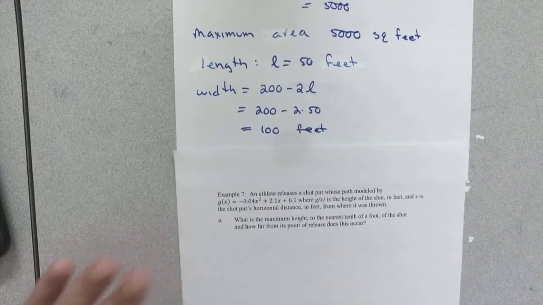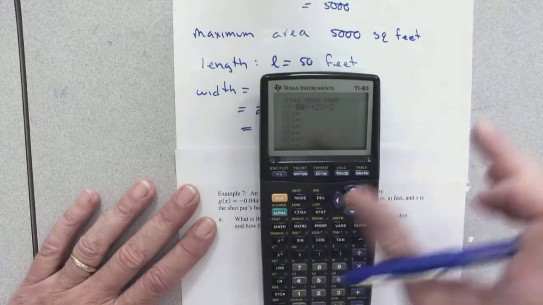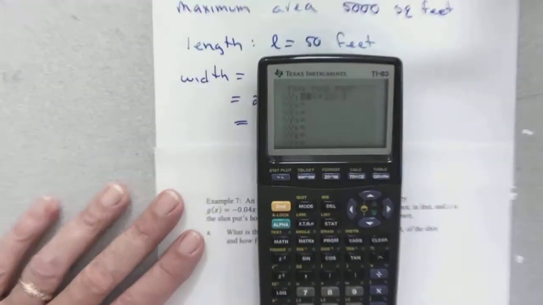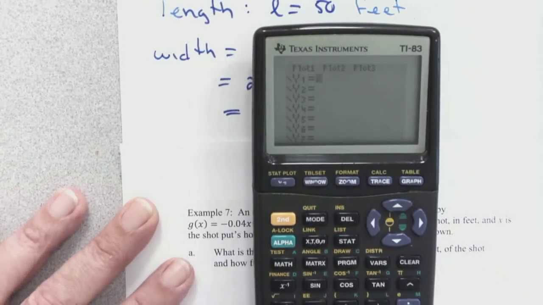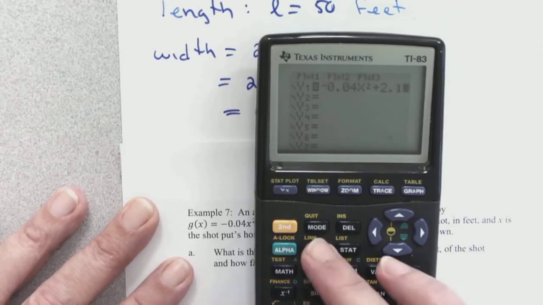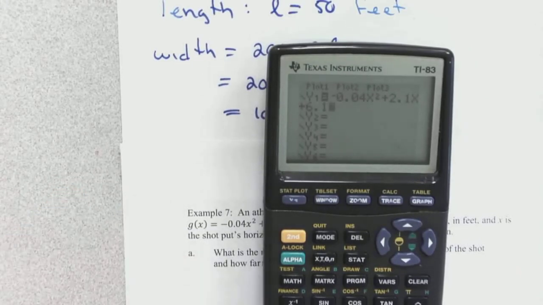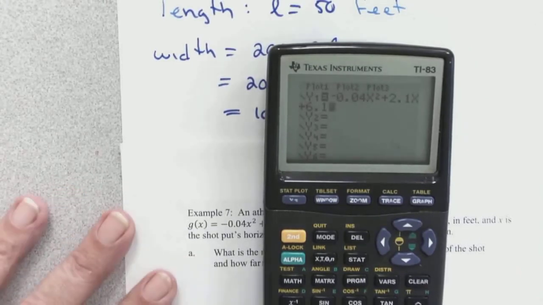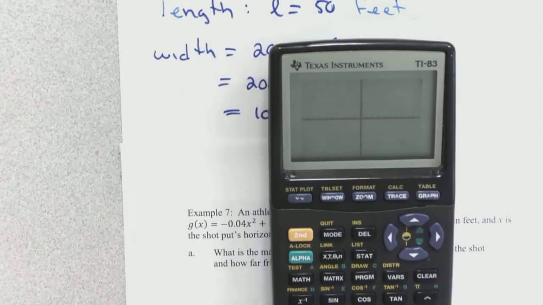So let's use our calculator and get a real rough picture of what's going on here. So zoom in a little bit. I'm just going to put that function that they gave us in there. Negative 0.04x squared plus 2.1x plus 6.1. Now we're just going to start by hitting that standard window. It's not going to be the best window, but we're just going to start by hitting the standard window, zoom 6, see what we get.